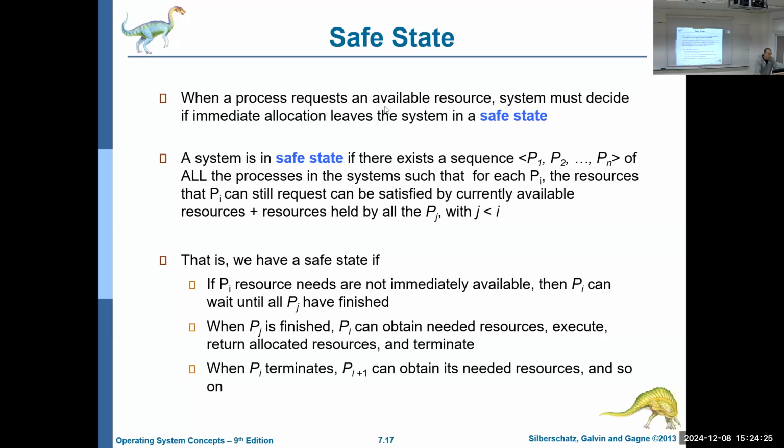When a process requests an available resource, the system must decide if the immediate allocation leaves the system in a state that is safe. In other words, if I give you something, it's not going to cause a deadlock, but it's going to put the system in a situation where a deadlock could theoretically ever happen. Therefore, I won't even give it to you now.